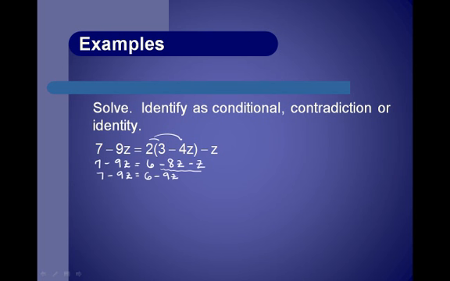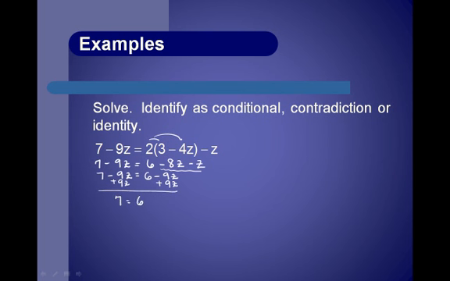Next, we want to get the variable terms all on one side. So we've got a minus 9z. To move that to the other side, we're going to go plus 9z, plus 9z, and we would get 7 is equal to 6.